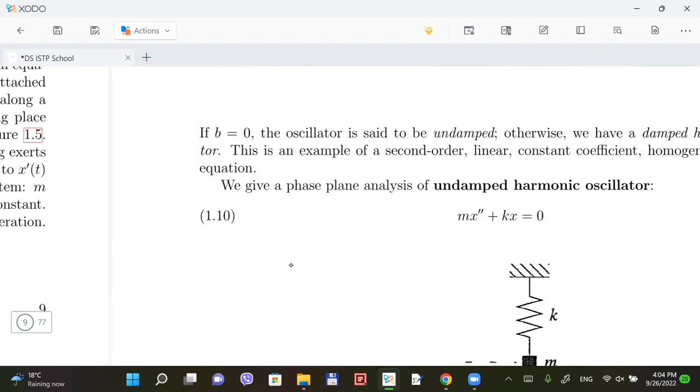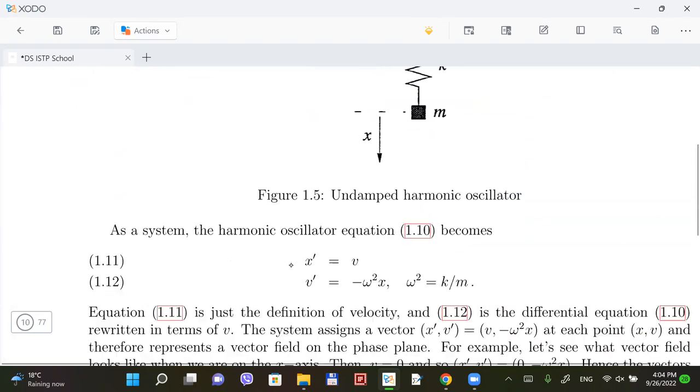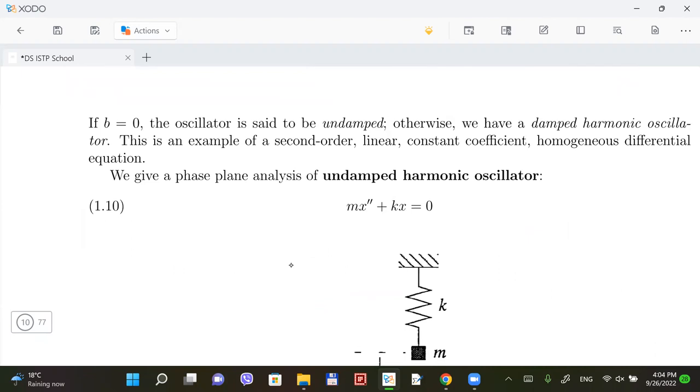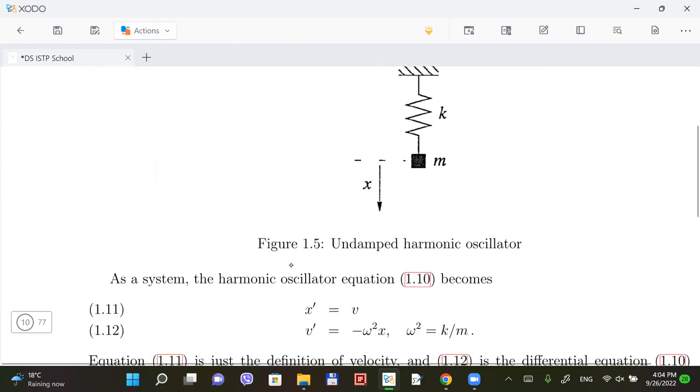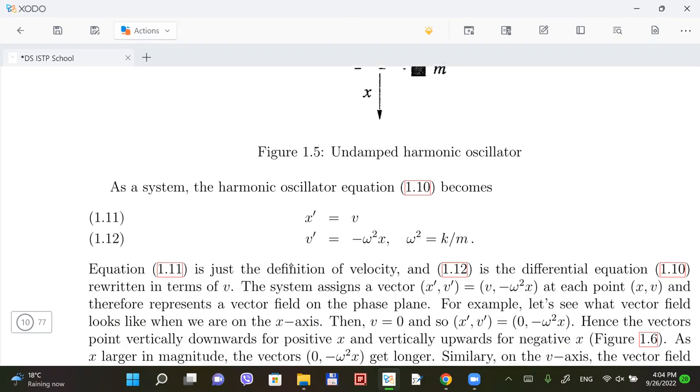And if b is equal to zero, then we have this very simple differential equation. This is second order, it is linear, with constant coefficients. And we said it is homogeneous. What is homogeneous? That means that the right hand side is zero. You can also have a function on the right hand side. So written as a system, this is of this form.